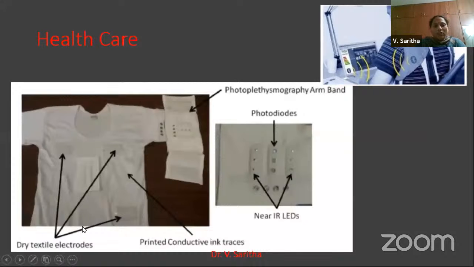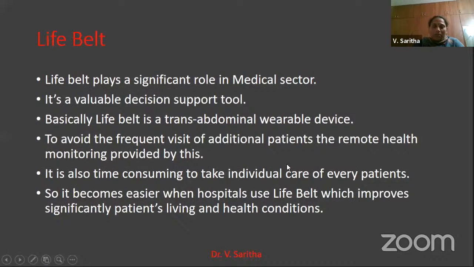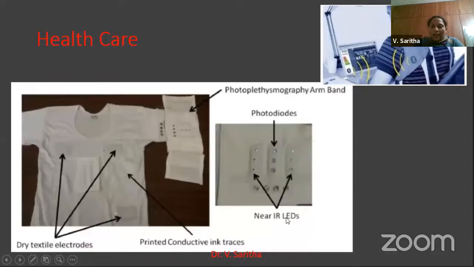So some examples here. This kind of thing is nothing but dry textile electrodes. You can see here we can see the pulse rate, I mean, heartbeat rate here. And printed ink traces here. We are not able to see here. This is nothing but near IR LEDs.